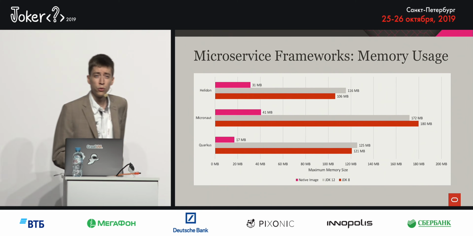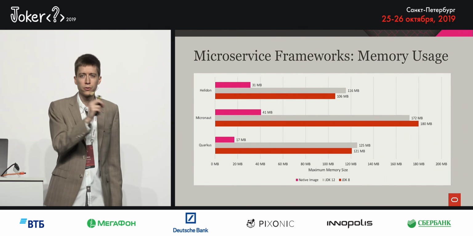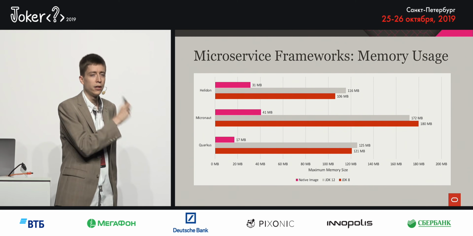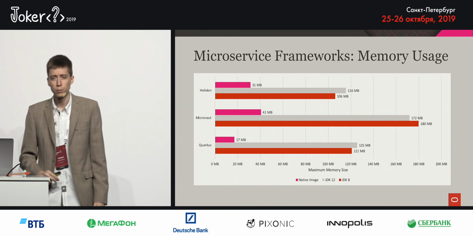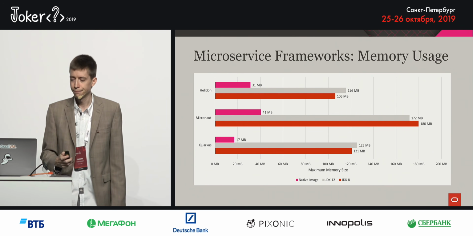The same is true for memory footprint, where the improvement in memory footprint comes from the usage of native image, not necessarily from the framework. So you can choose any of those frameworks and profit from native image, small footprint, and fast startup.